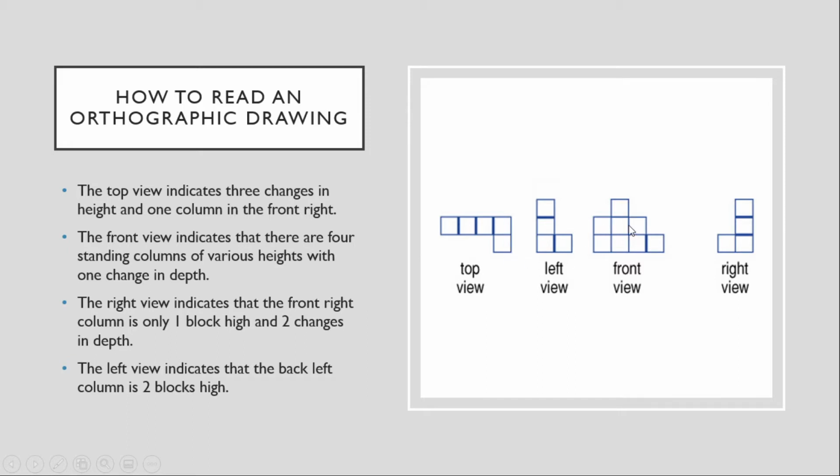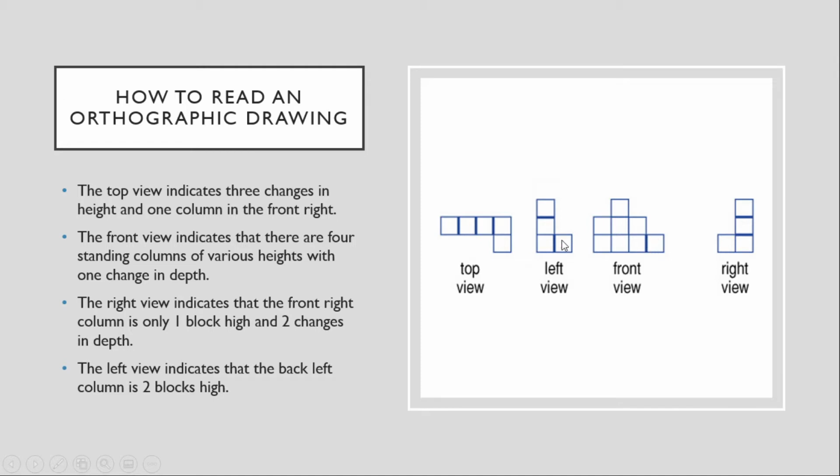Then this front view is the next thing we look at. This would be like if we were standing in front of a building taking a picture. So the front view gives us that there's three changes in height. The farthest left has 2. The second one has 3, so this one is 3, and this one is 2. And then you see this thick line. This means there's one change in depth.